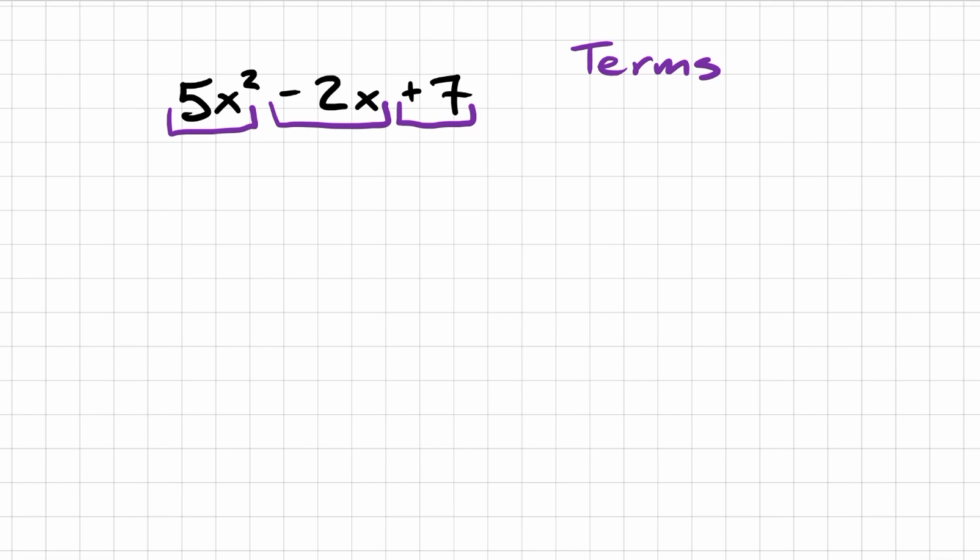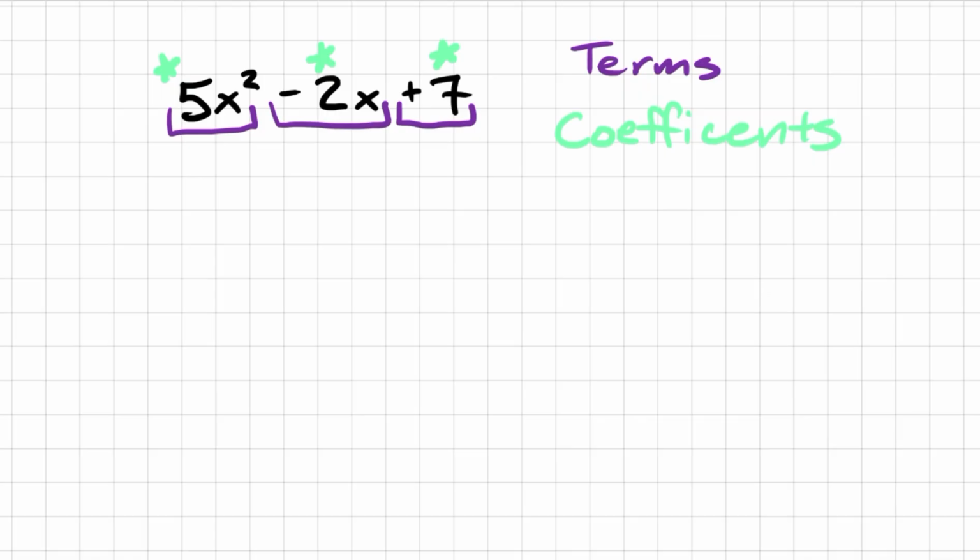Then we have this other thing called coefficients. Okay, coefficients are the numbers in the terms. So in this case, it would be 5, negative 2, and 7. Okay, those are the coefficients, the numbers within the terms.